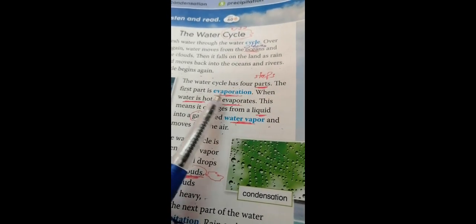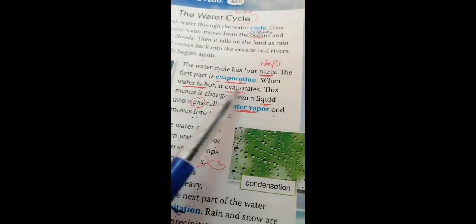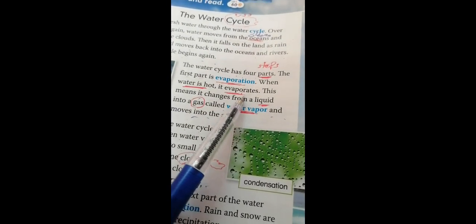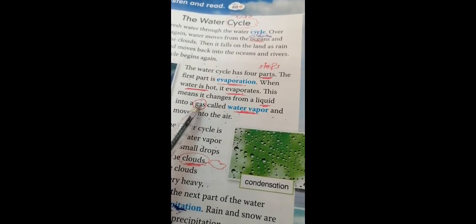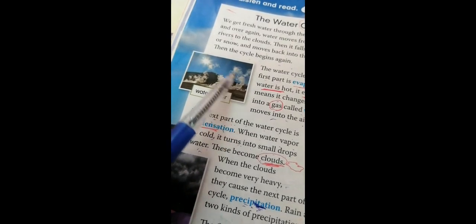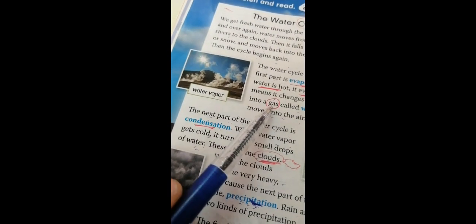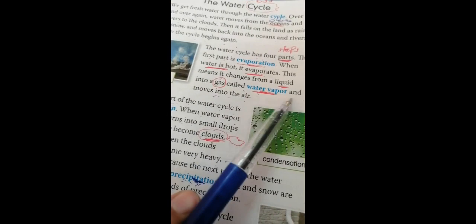Okay, so here again, the water cycle has 4 parts. The first part we said is evaporation. When water is hot, it evaporates. This means it changes from a liquid into a gas. The gas is what we call water vapor, and it moves into the air.